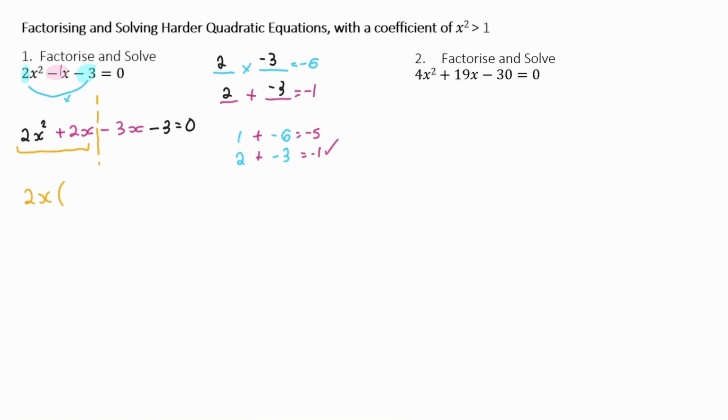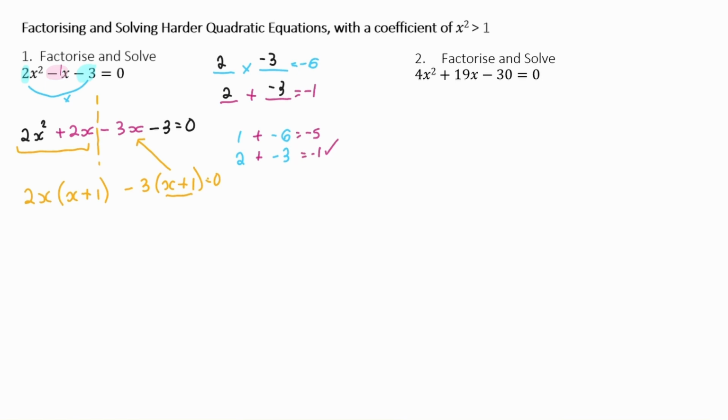In order to make 2x into 2x squared, we have multiplied it by x. And in order to make 2x into plus 2x, we have just multiplied it by 1. So because one of our brackets is x plus 1, we put that same bracket in the second part of the equation, and we now need to look at what we did to x in order to make it into minus 3x. So in order to make x into minus 3x, we have to multiply it by minus 3, so we're going to put a minus 3 there.